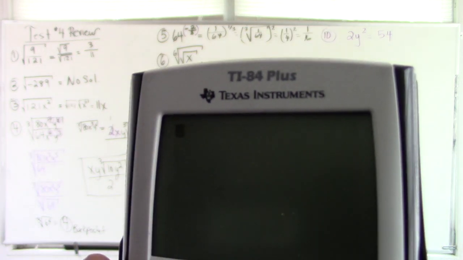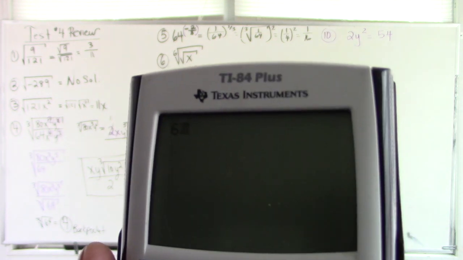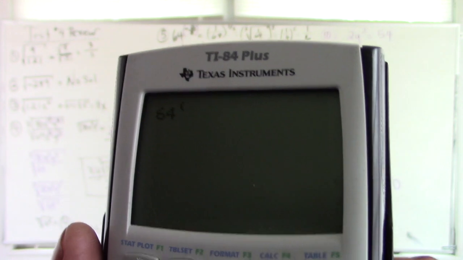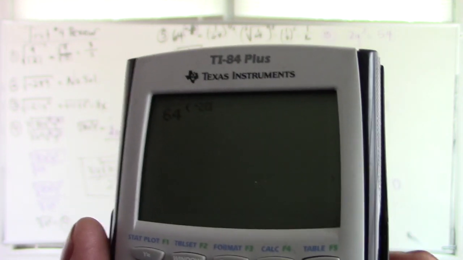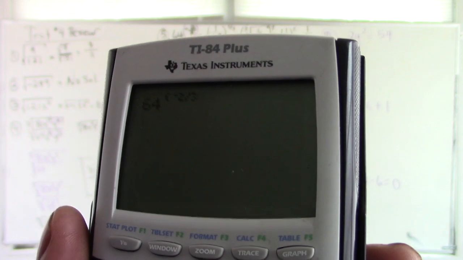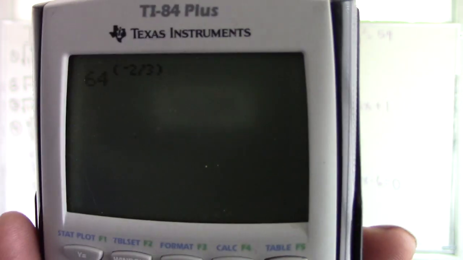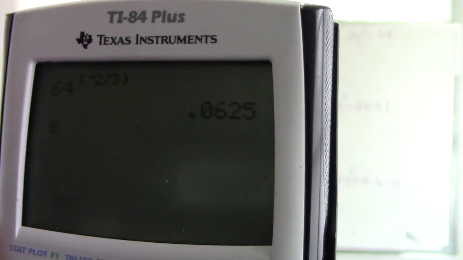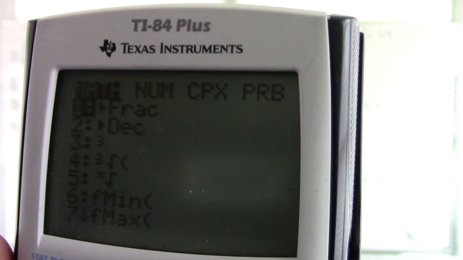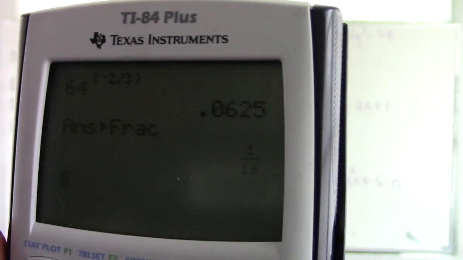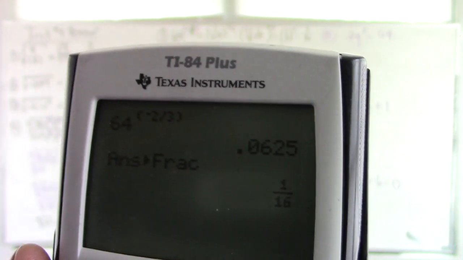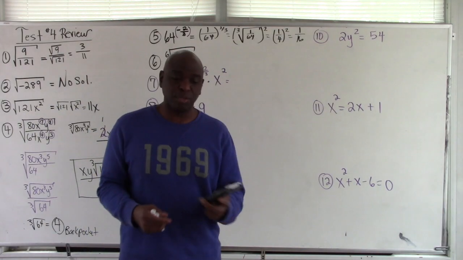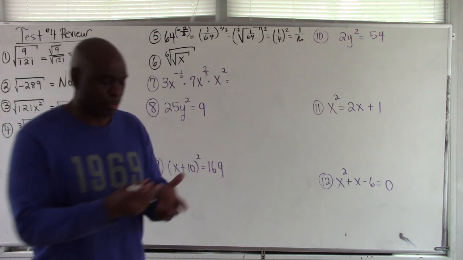If I were to go 64 to the power of, watch this, parenthesis, negative 2 divided by 3, close parenthesis. You see that? Now hit enter. Then go to math, M-A-T-H. Hit enter 2 times. Voila. There you go, 1 over 16. And so that's how you do it with a calculator. Let's move forward.